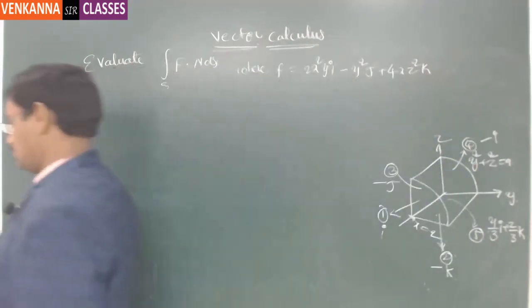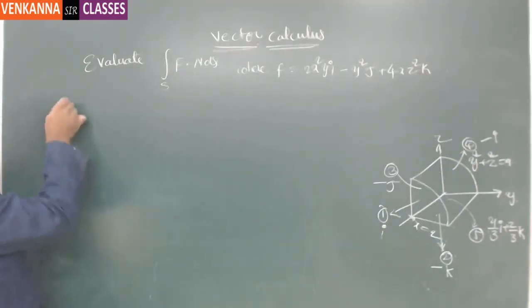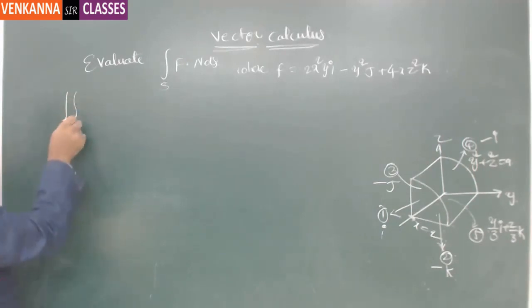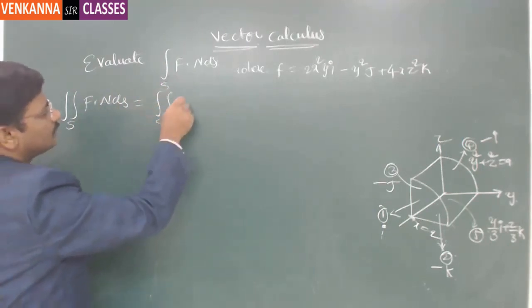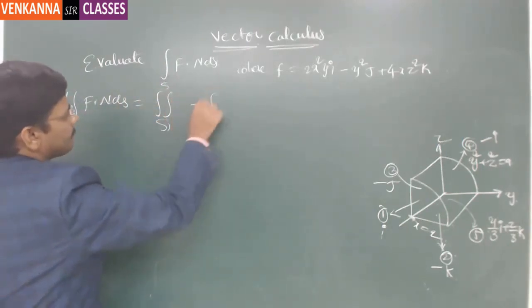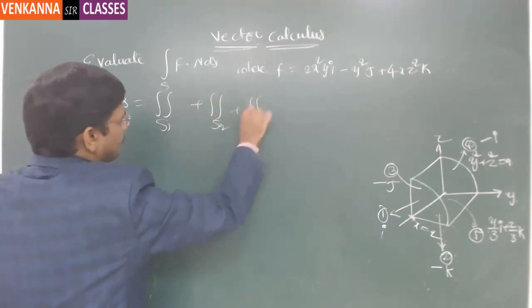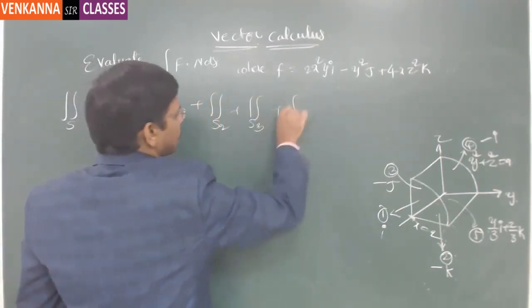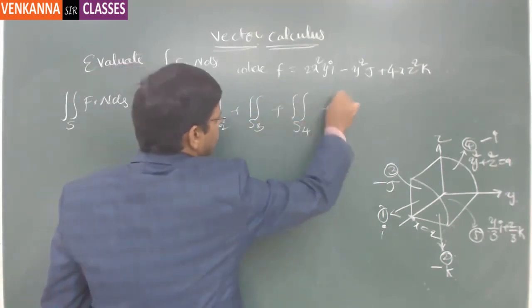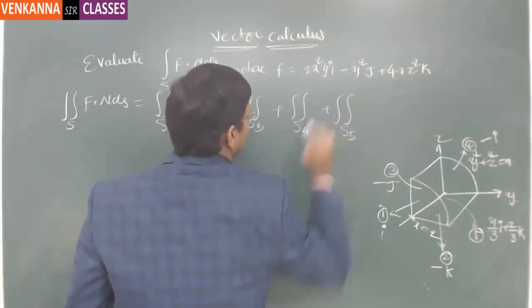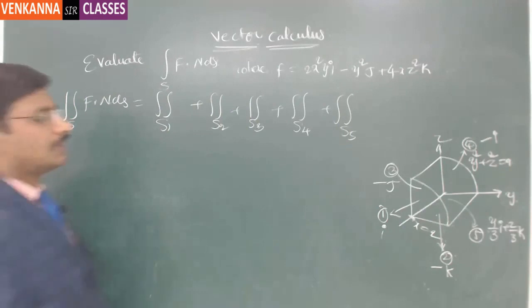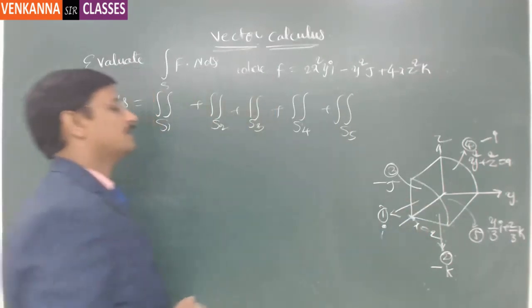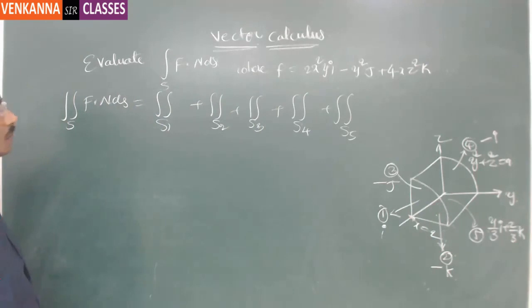Now from this, the integral of f dot n ds is equal to the sum over all the surfaces, so all the 5 different surfaces. Now let us take the plane surface. I take surface number 1. This surface number 1 is located at x is equal to 2. So first you take f dot n ds.